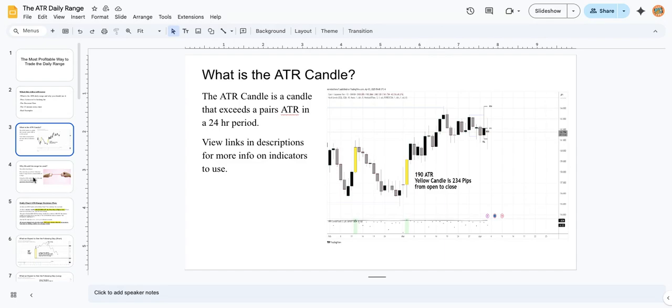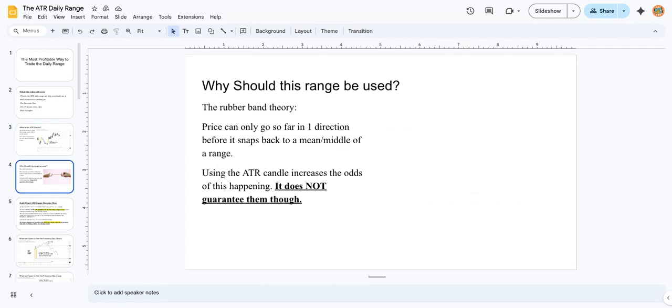So why do I focus on these days? We have to remember the rubber band theory of price, which simply means price can only go so far in one direction before it has to snap back to a mean, or the middle of a range. Price is not going to go up or down in a straight line. It's always going to have little retracements. So the ATR helps us pick those ranges where price is basically overbought or oversold without using RSI or anything like that. We're just using straight price and sticking to days that are above average.